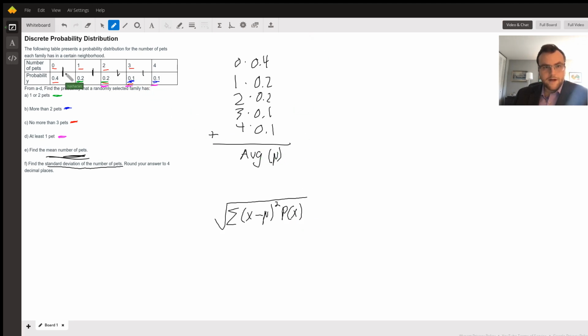So we'll find our average number of pets from this, our mu value, and then we will likewise do 0 minus that value, 1 minus that value, 3 minus that value, square all those, then multiply them by each one of their probabilities. Once you get the sum series of all those, then you take the square root, and that will give you your standard deviation.